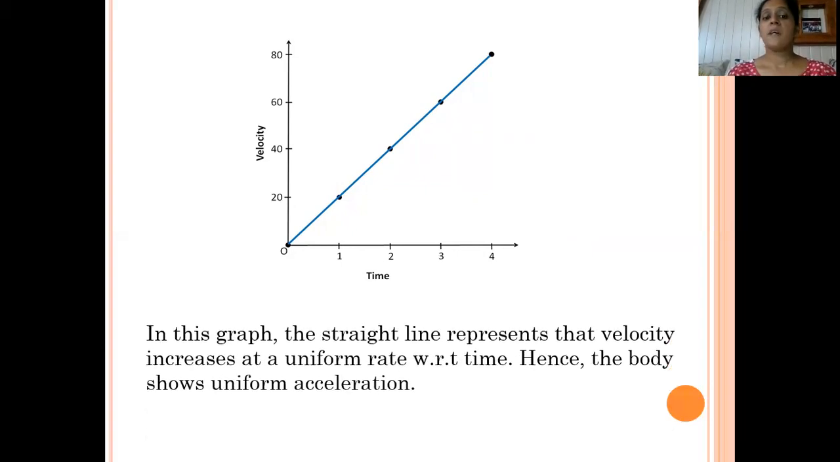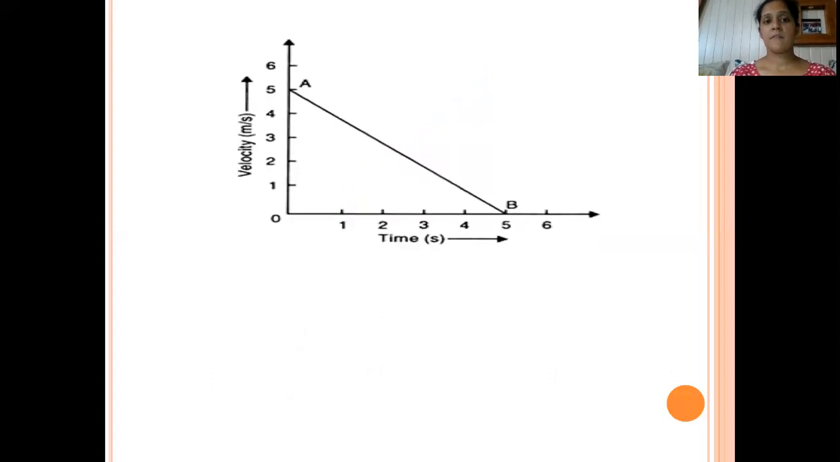So in this graph, the straight line represents that the velocity is increasing at a uniform rate with respect to time. Hence, the body shows uniform acceleration. Now, let me take up the next graph.